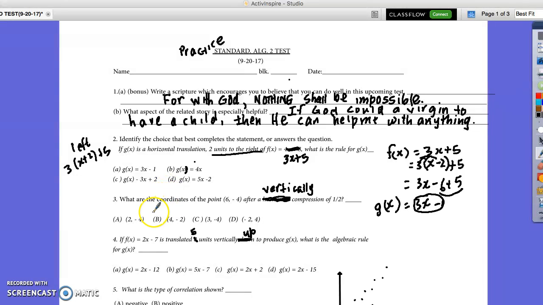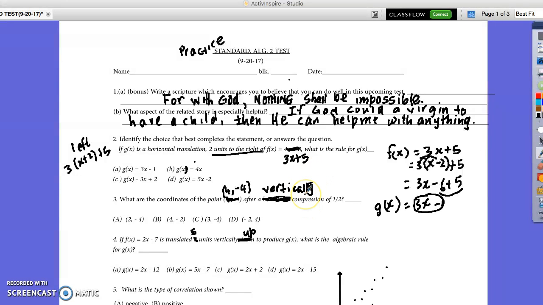How about number 3? What are the coordinates of the point? And the one I gave you was this. I think I gave you 4, -4, after a vertical compression of 1/2. Vertical compression, what does it mean?